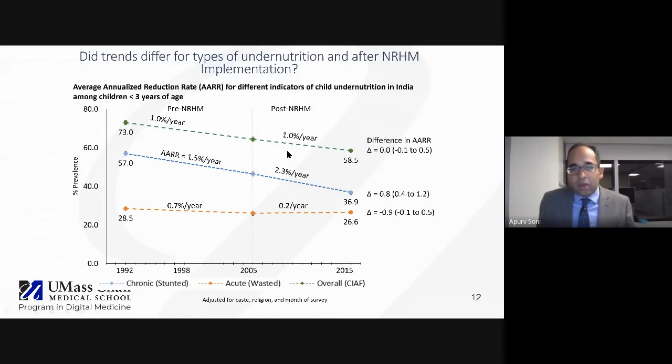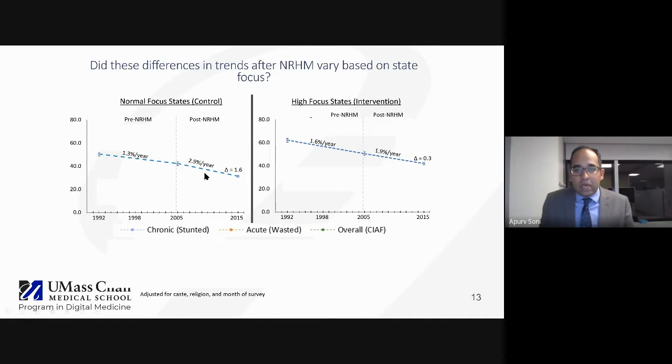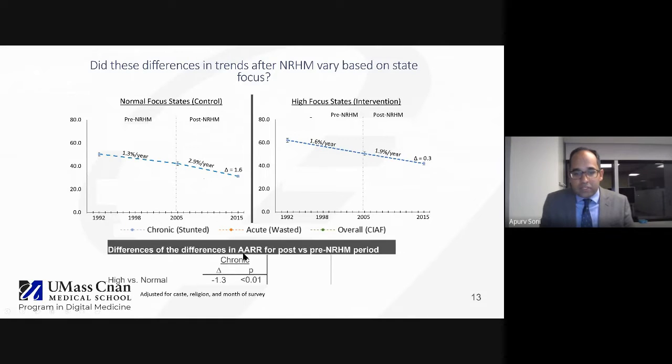This is only half the picture because NRHM was implemented in a segmented manner. And so we wanted to understand whether these differences in trends varied according to the state focus. So this is looking at normal focus states, and chronic undernutrition actually decreased much more rapidly after the implementation of NRHM in what we can call control or normal focus states. However, in the intervention states, it still decreased, but not as rapidly as it did in normal focus states. And so the difference of differences was actually lower in the intervention group in comparison to the control group.